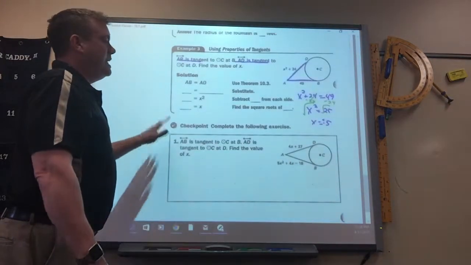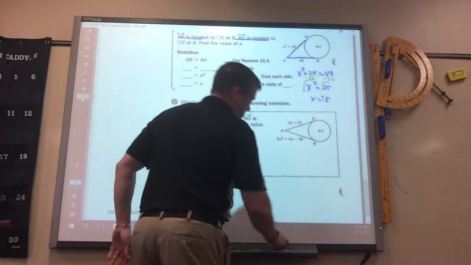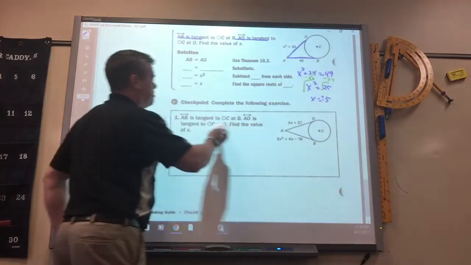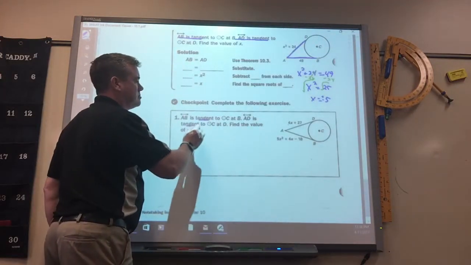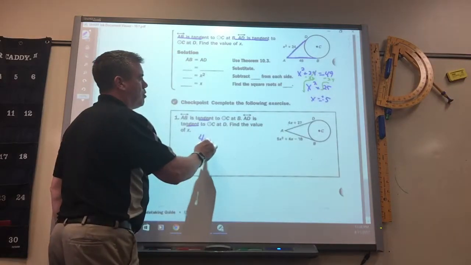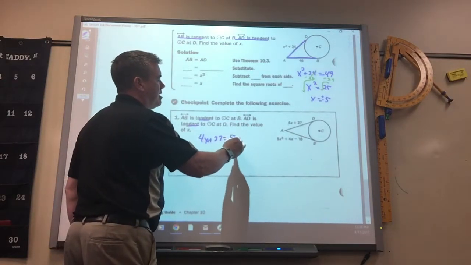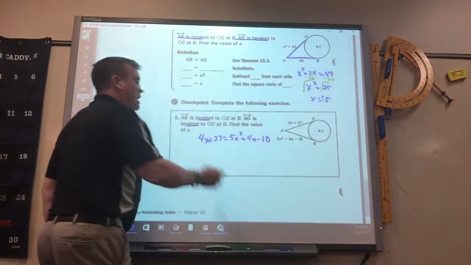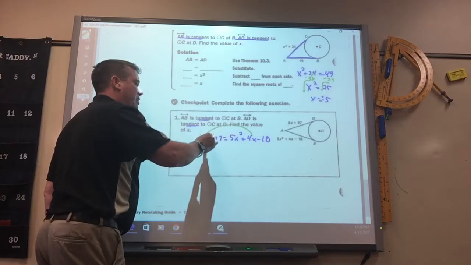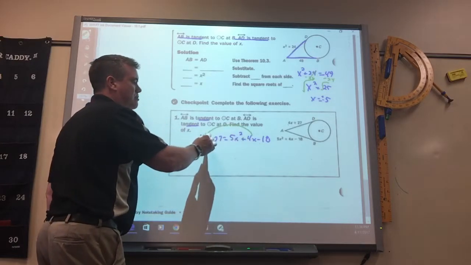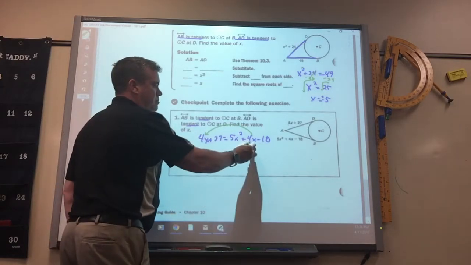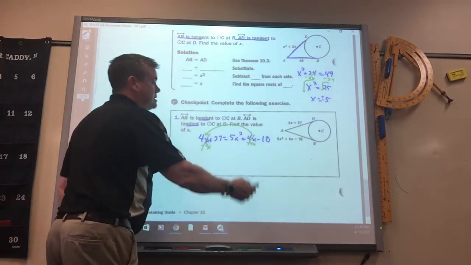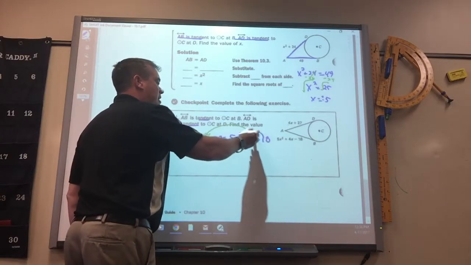Okay? Here is a longer one. Again, since these are both tangents, they're equal. 4x plus 27 equals 5x squared plus 4x minus 18. We got to get like terms together. If I move this 4x over to this 4x, what's going to happen? They'll cancel.